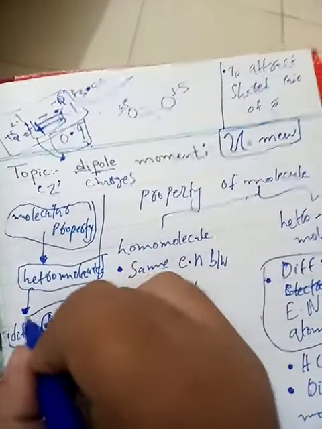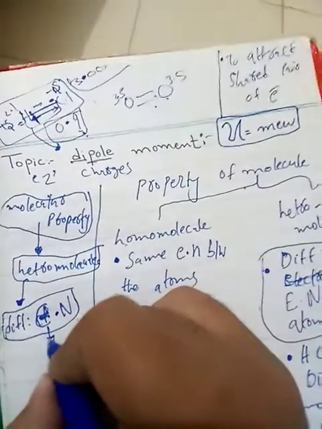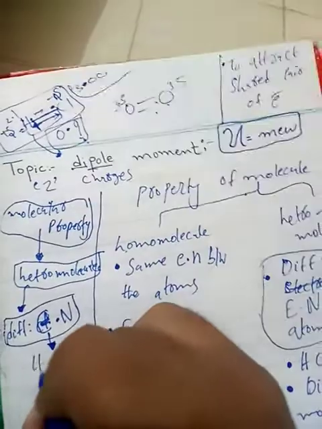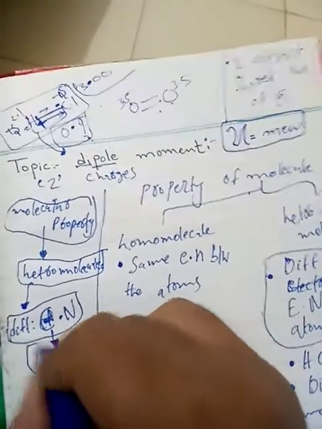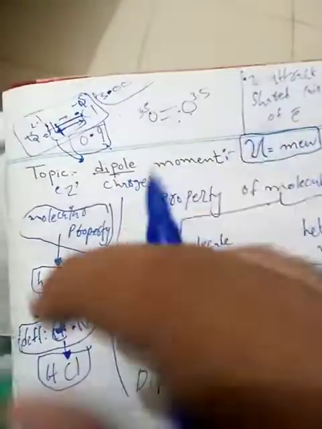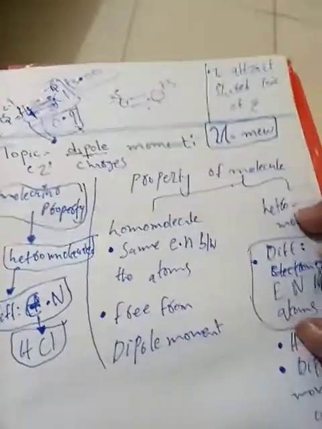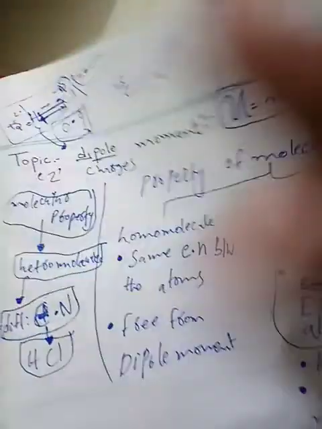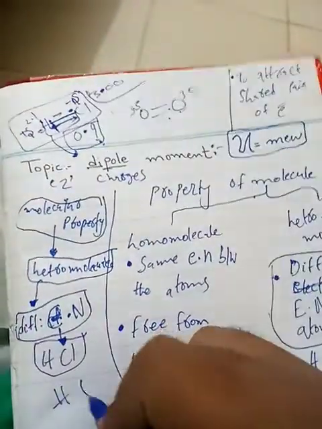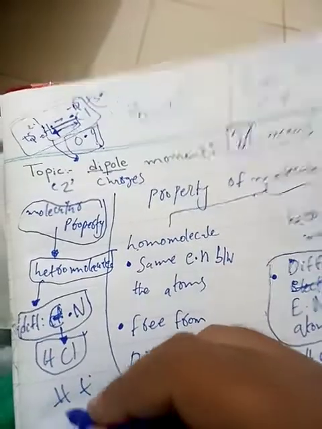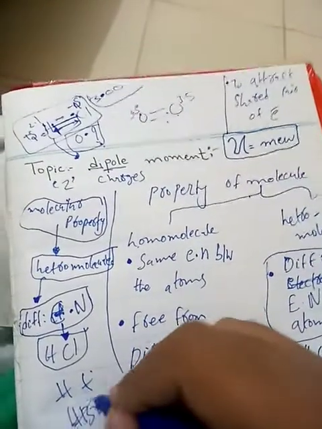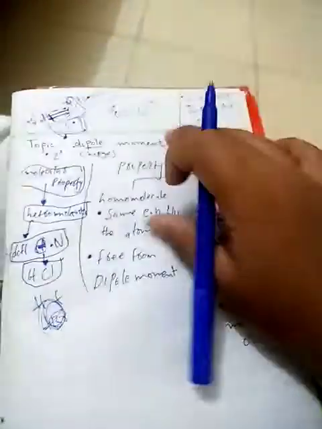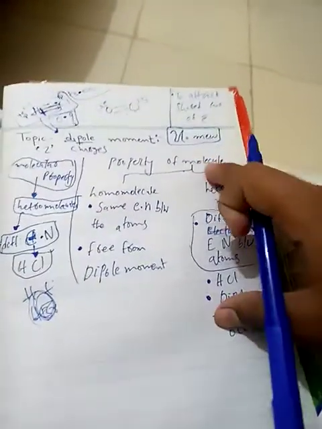The example of heteromolecule I have given, but I will give it again. Let's consider HCl. This is an example of heteromolecule. There are lots of heteromolecules like HF and HBr, etc. So now this is only an overview of dipole moment. Let's study it further.